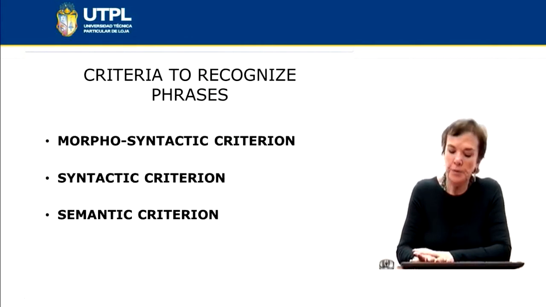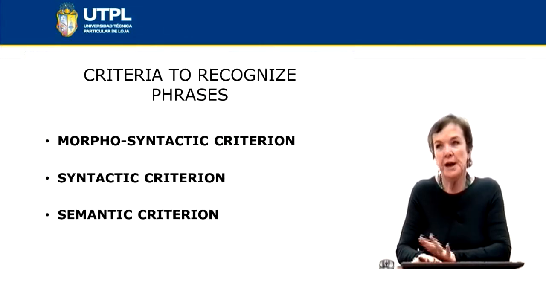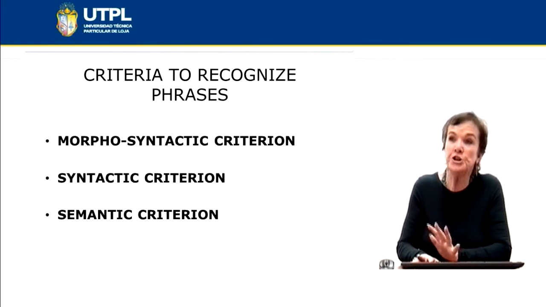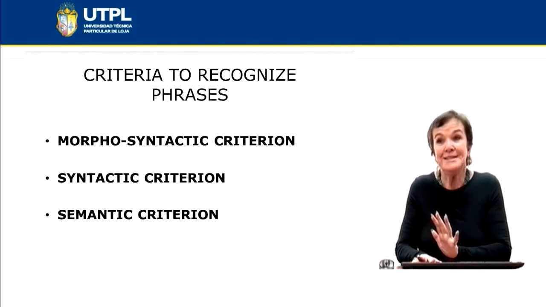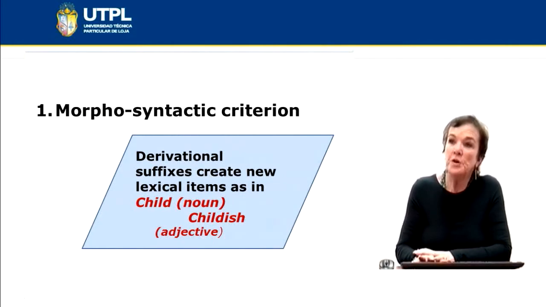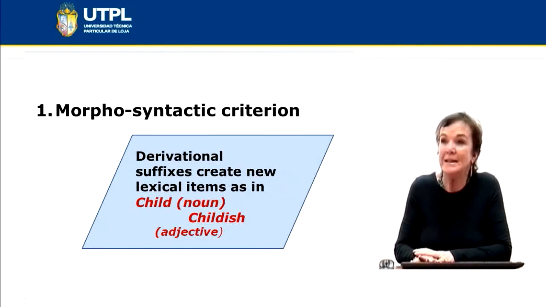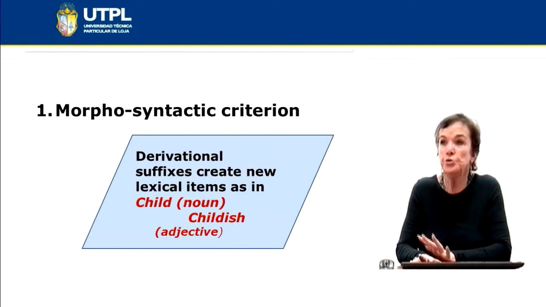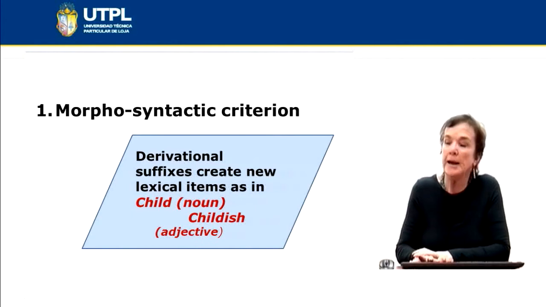We have some criteria to recognize phrases. We can talk about the morphosyntactic criterion. In one part is the morphological criterion. We have the syntactic criterion and the semantic criterion. And when we talk about the morphosyntactic criterion, we have the morphological part of this criterion, and we talk about inflection. We have two types of suffixes, two types of affixes. They are derivational and inflectional.